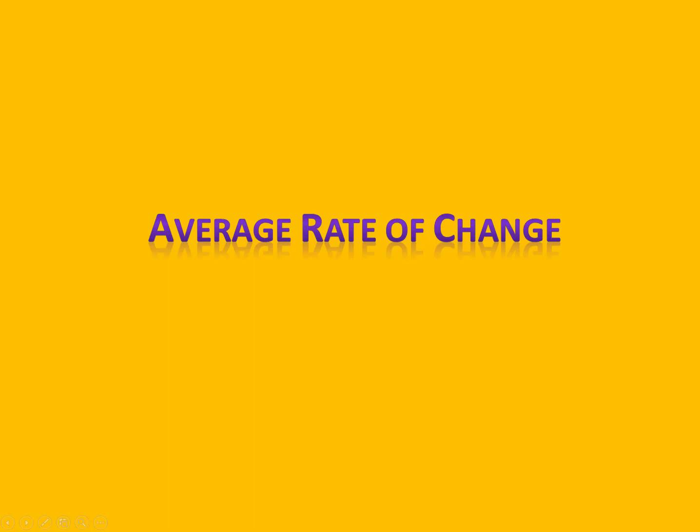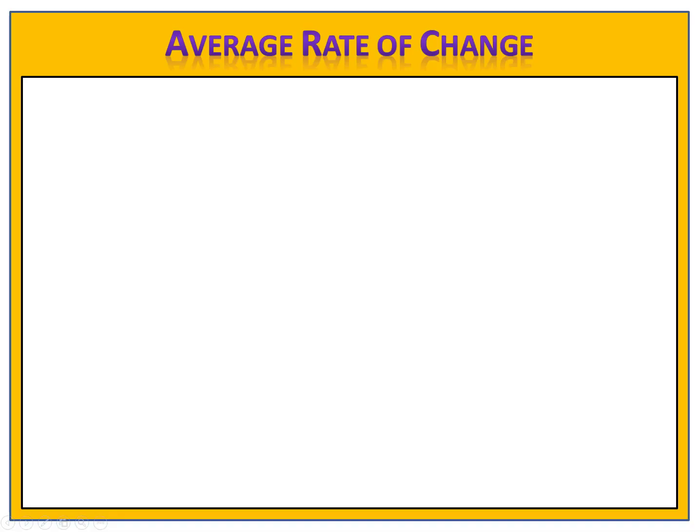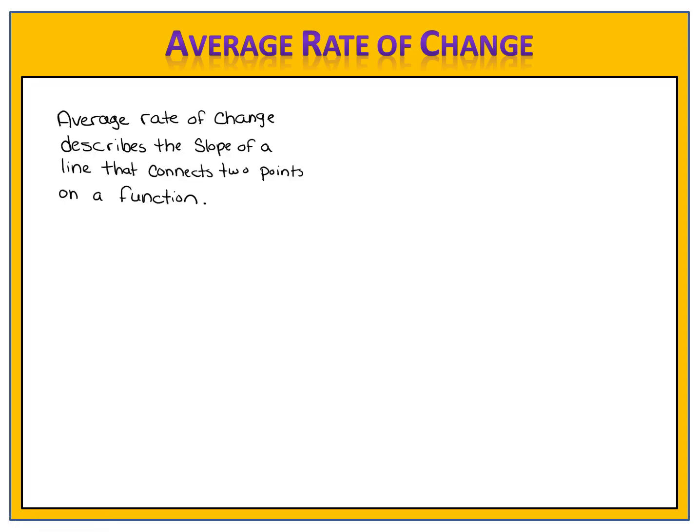In this lesson, we're going to learn about average rate of change. This is the first video in a series of 4 on this topic. In this lesson, we're looking to understand what average rate of change is and how it works. Simply put, average rate of change describes the slope of a line that connects 2 points on a function.